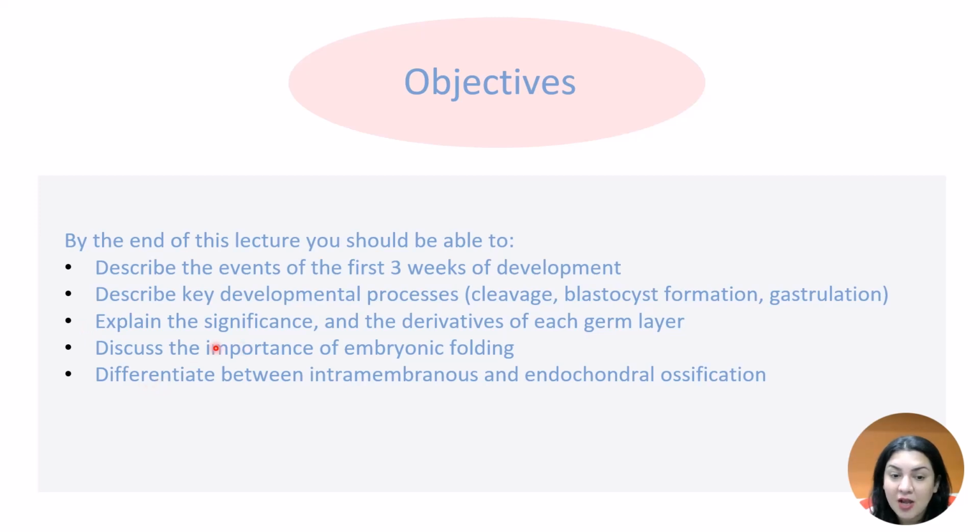You should be able to describe what the germ layers are, what the significance of the germ layers are, and what the derivatives of each of the germ layers are. And derivatives, of course, just means the things that those germ layers give rise to. Having done that, you should then be able to discuss in quite a fair amount of detail the importance of embryonic folding, why it has to happen, how it happens, and why it's important. And then finally, you should be able to differentiate between the types of ossification, which are intramembranous ossification and endochondral ossification.